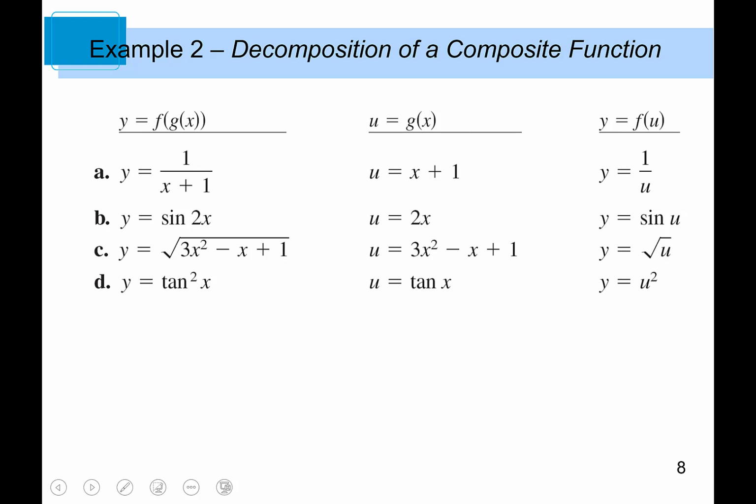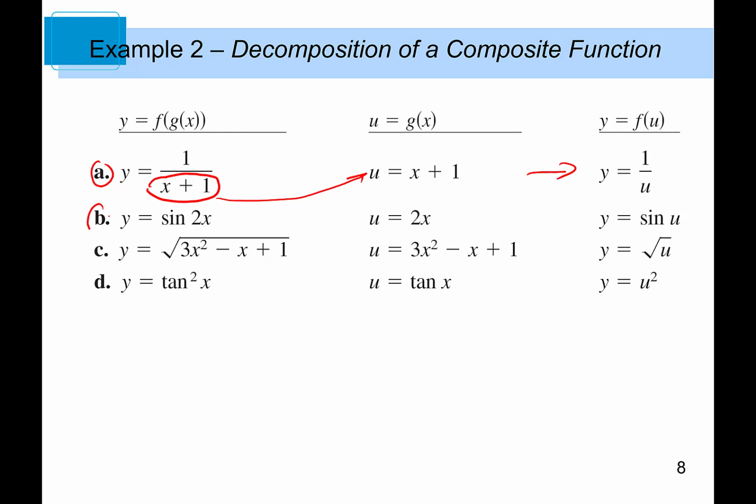Let's take a look at how we set up u. The first one, we get y equals 1 over x plus 1. This is a composite function of 1 over x. So you set the denominator equal to u. Now you turn back into a simple function, y equals 1 over u.